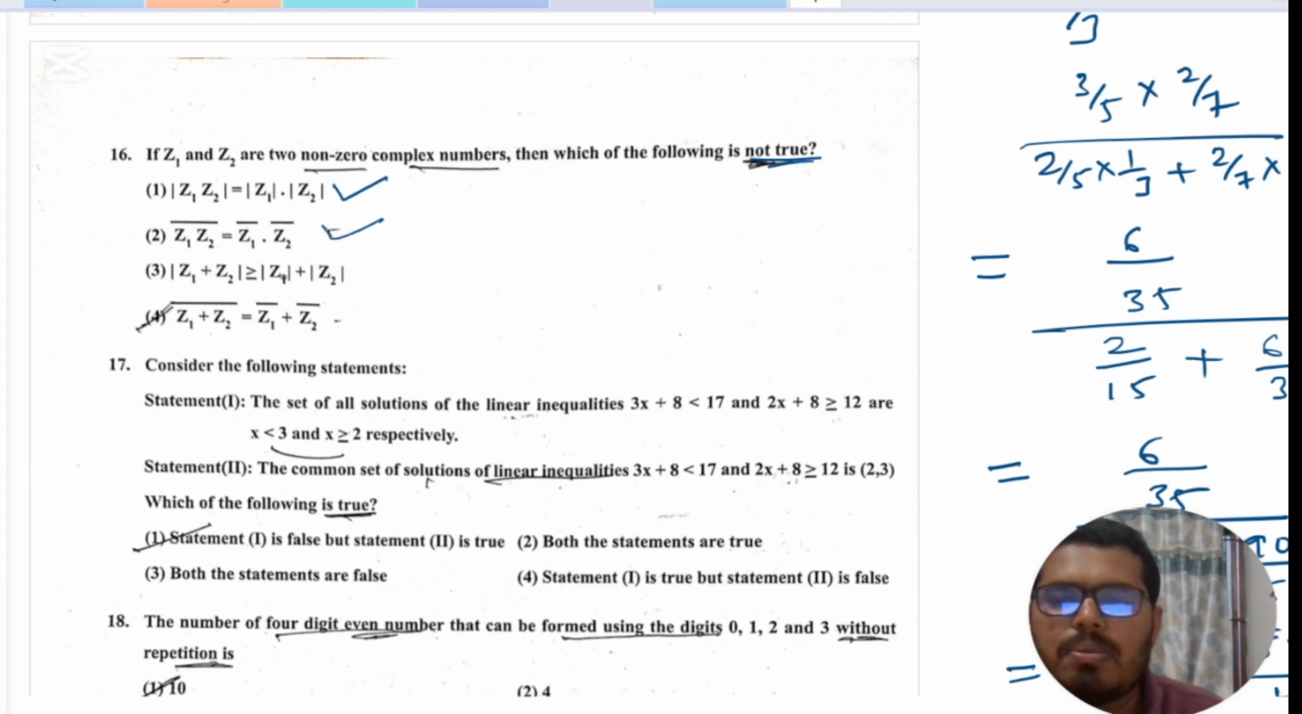It is also a true statement. And z1 plus z2 whole bar equal to z1 bar plus z2 bar. It is also a true statement. Therefore option number 3 is the false statement. Therefore that is our answer.